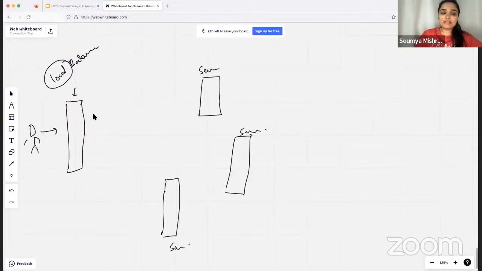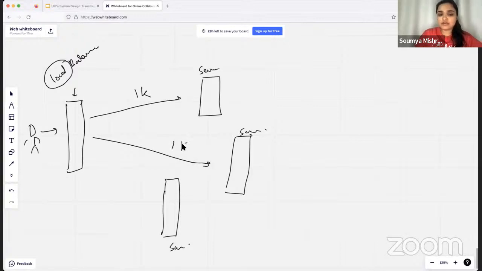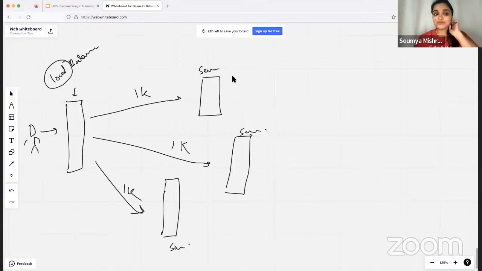So if you have a load balancer, 1K requests are going to go over here, another 1K requests are going to go over here, and another 1K requests are going to go over here, okay? Alternatively, if you did not have a load balancer, maybe all the requests would be going to server 1, or you couldn't ensure the uniform distribution of requests, right? This is not the only functionality of a load balancer, but as a beginner, this is good to know. This is enough for you to know.